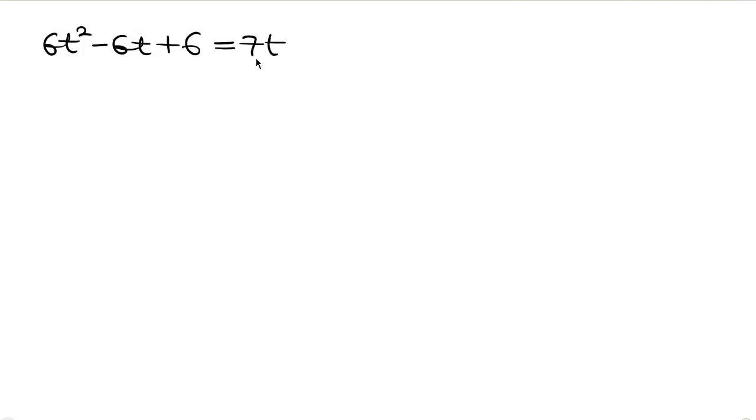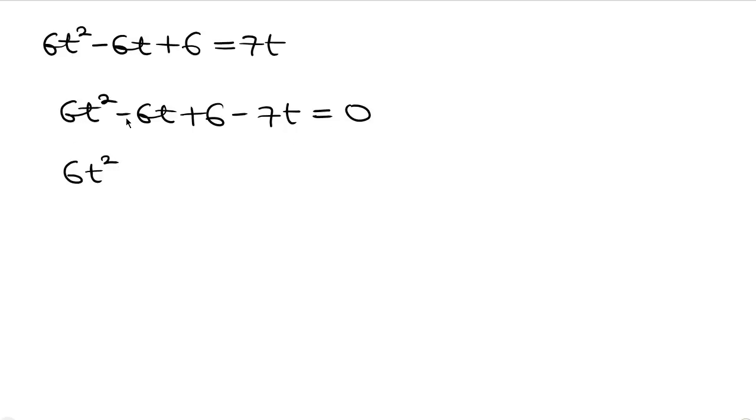So now let's move 7t to the left hand side. So we have 6t squared minus 6t plus 6. And as 7t crosses to the left, it becomes minus 7t. This is equal to 0. Now simplifying further, we have 6t squared. Now minus 6t minus 7t is minus 13t, and then plus 6 equal to 0. So we have a very nice quadratic equation.